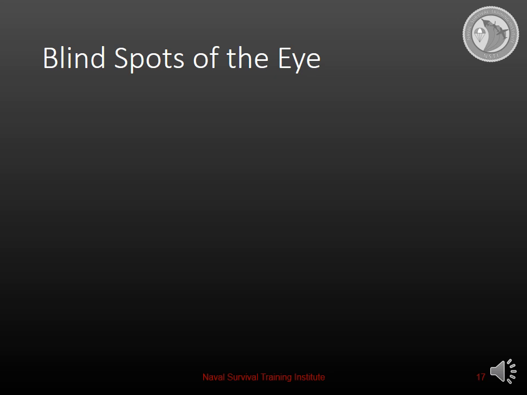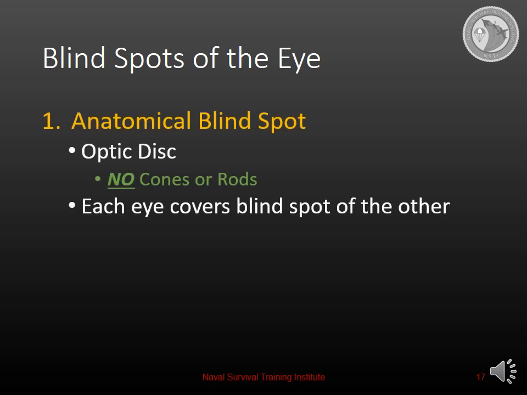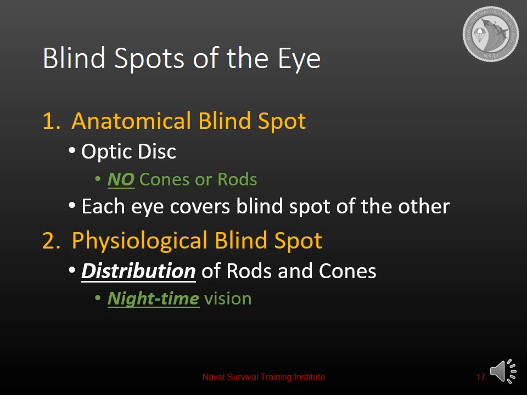Let's talk briefly about the blind spots of the eye. I already mentioned one. The other one is your anatomical blind spot. And this is caused by that optic disc where there are no cones or rods. Each eye has an anatomical blind spot, but each eye covers the blind spot of the other, which is why we don't typically notice it. The blind spot I already mentioned is the physiological blind spot, and this has to do with the distribution of rods and cones on the back of the eye, and it primarily comes into play during nighttime or low light conditions.